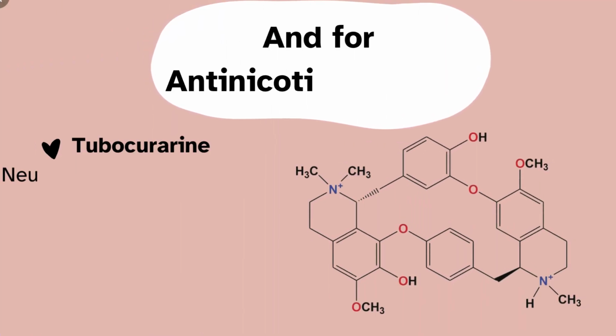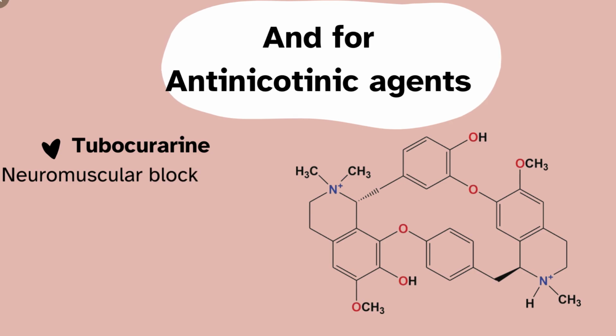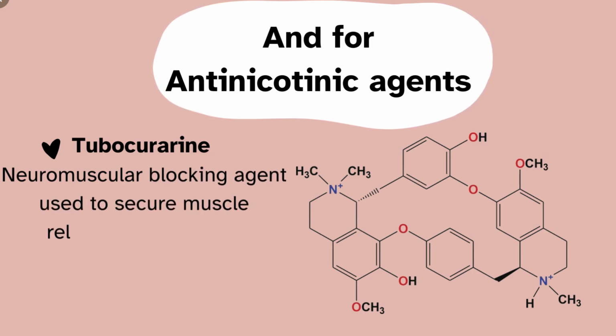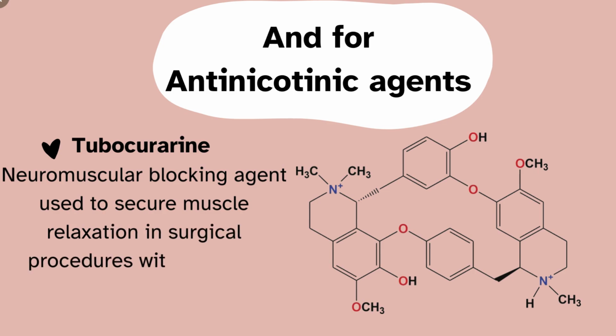And for nicotinic agents, we have a very famous example, which is tubocurarine. It's historically known as the first clinically used neuromuscular blocking agent. It's used to secure muscle relaxation in surgical procedures without deep anesthesia. However, its use has declined in recent years due to the development of newer and more selective neuromuscular blockers with improved safety profiles.